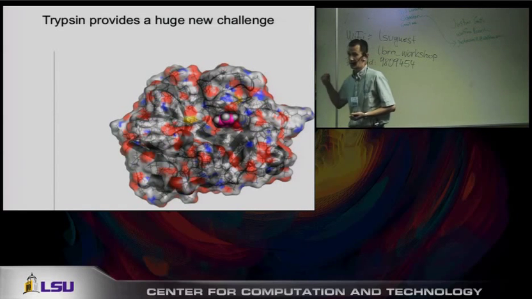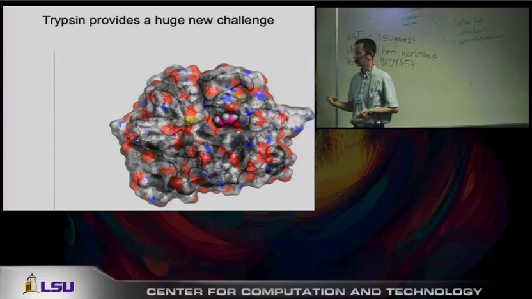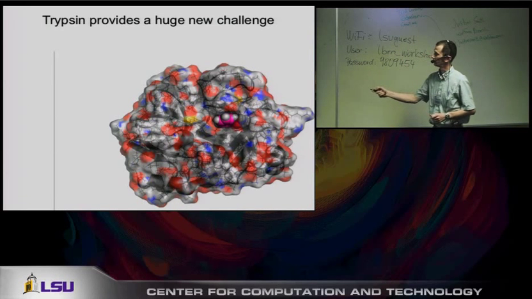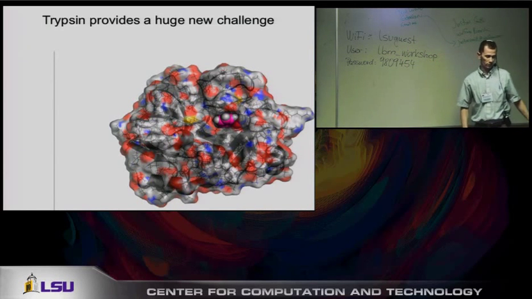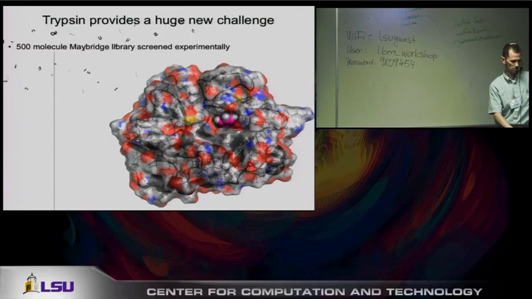There's currently a blind challenge going on to predict binding of a whole bunch of potential new trypsin inhibitors. Somebody has experimentally screened the Maybridge fragment library, which is about 500 compounds, for binding to trypsin. They have affinities for the compounds that bind and crystal structures, and these are not being released until after predictions are submitted. So we're involved in that. And this is benzamidine bound in trypsin, which is one of the known inhibitors. This is a big challenge.